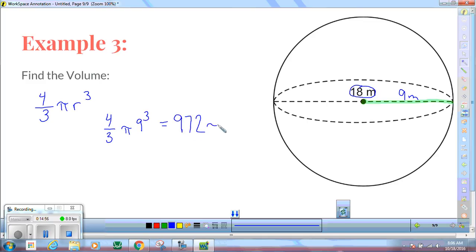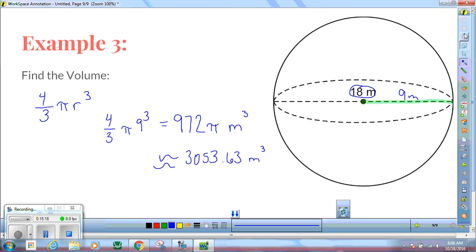So 972 pi, but I still need a unit of measure. This was meters, and it's volume, so it'll be meters cubed. If I was giving an approximate answer, then it would be 3,053.63 meters cubed. So that is the formula for spheres.